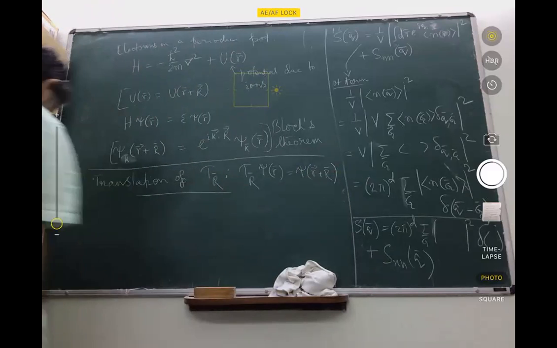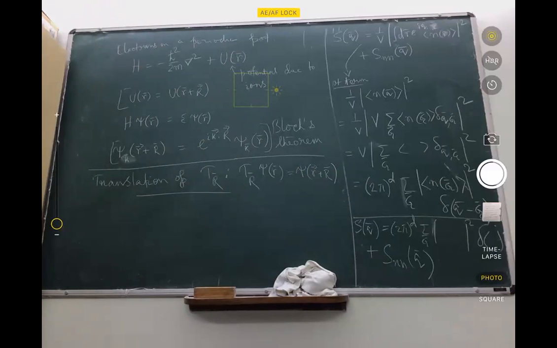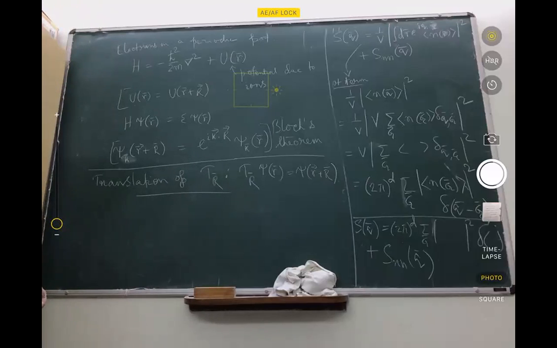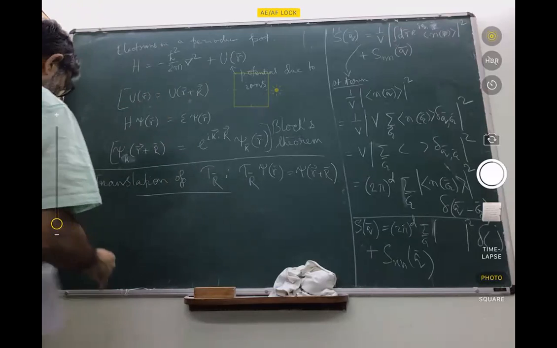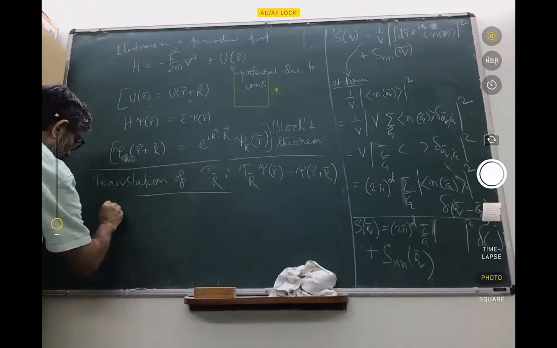So the first thing we want to show is that this operator commutes with the Hamiltonian. Intuitively it should be clear, because the Hamiltonian has the same periodicity as my lattice, because this is periodic. So therefore it will commute with the Hamiltonian. This is how you formally do it.